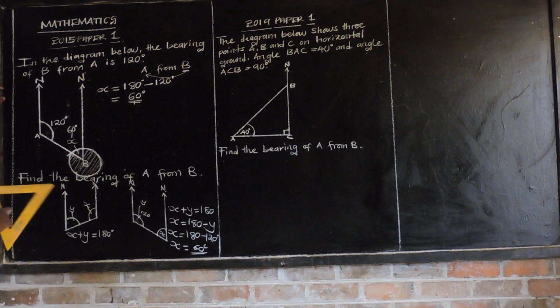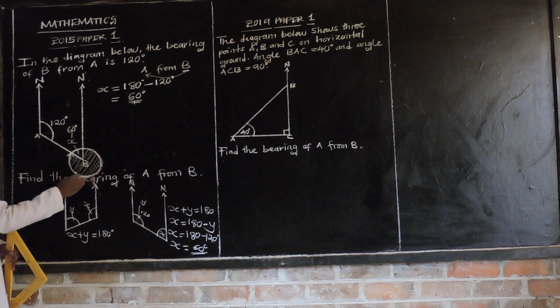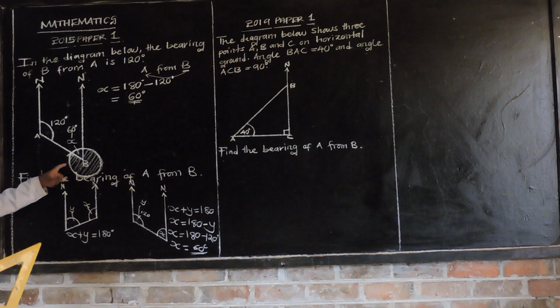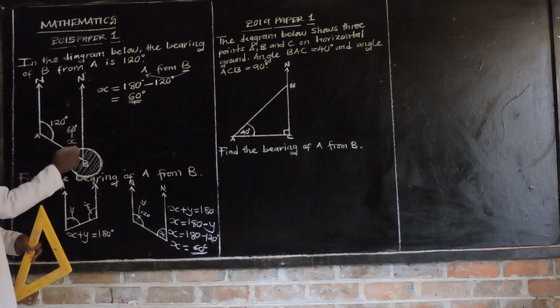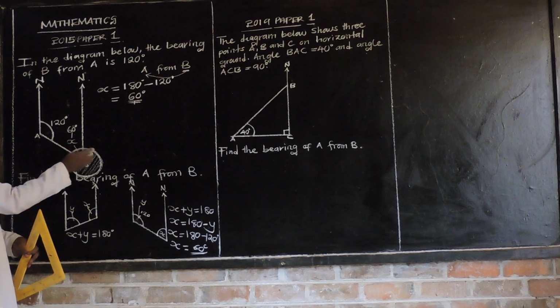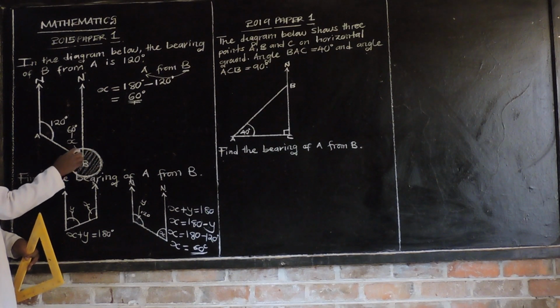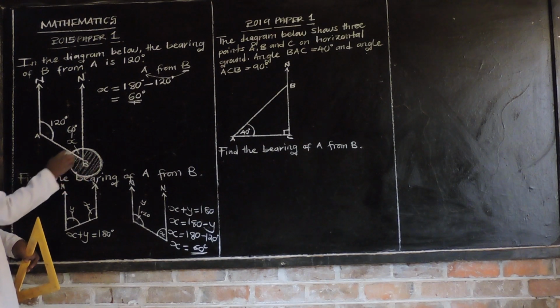The question is saying find the bearing of A from B, meaning they want this shaded part from this point to this point. Okay? Now for us to know the shaded part, from 360 we are going to subtract what? We are going to subtract 60, this unshaded part. Okay? Because the shaded part plus the unshaded part gives us 360. This entire angle of this circle is 360.